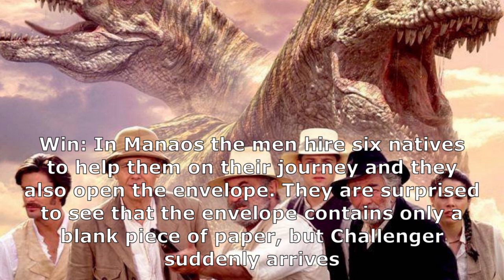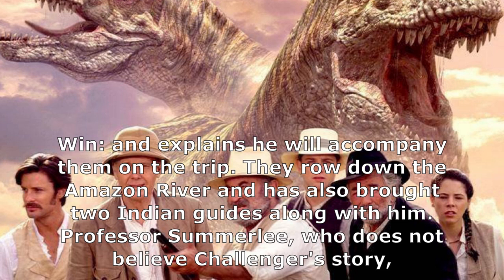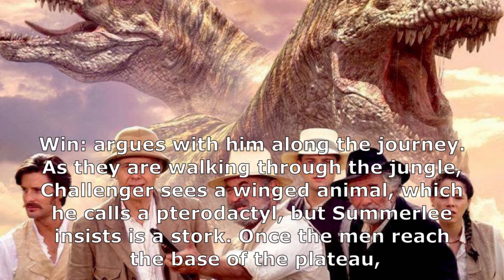But Challenger suddenly arrives and explains he will accompany them on the trip. They row down the Amazon River, and he has also brought 2 Indian guides along with him. Professor Summerlee, who does not believe Challenger's story, argues with him along the journey as they are walking through the jungle. Challenger sees a winged animal which he calls a pterodactyl, but Summerlee insists it's a stork.